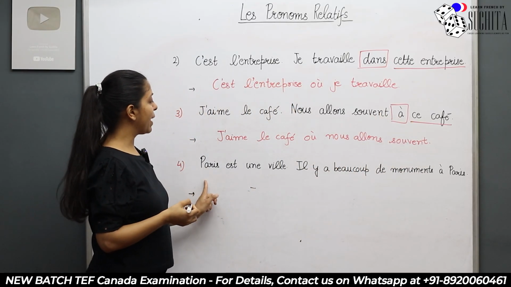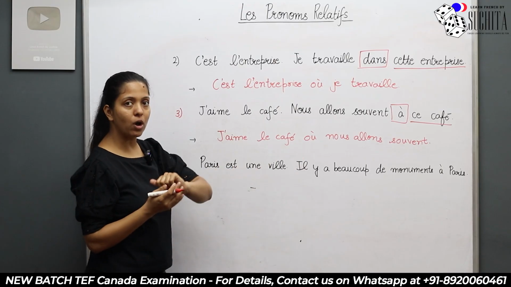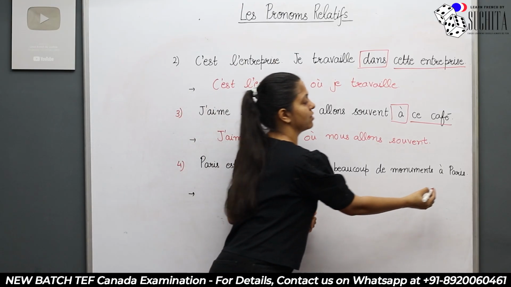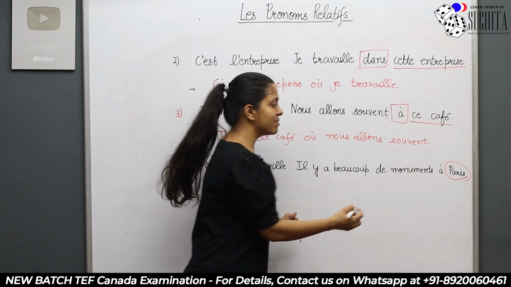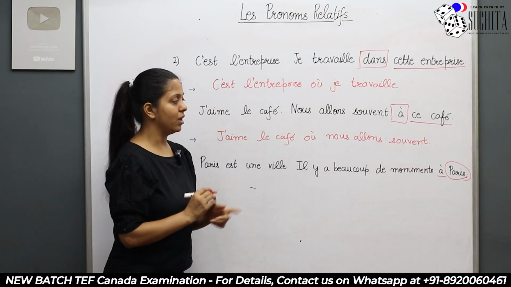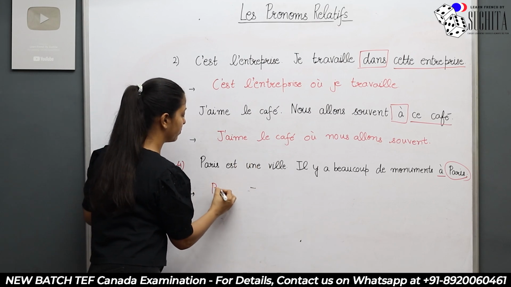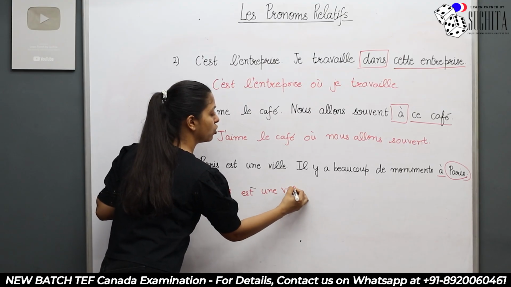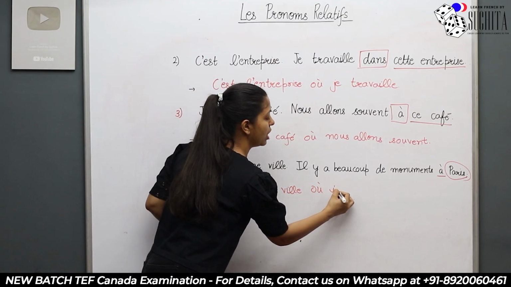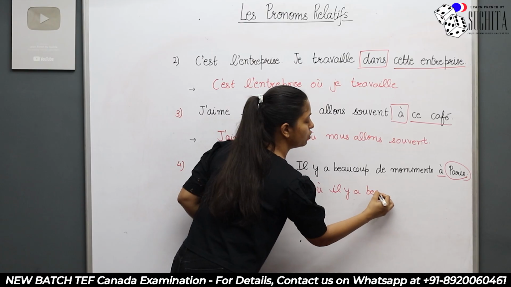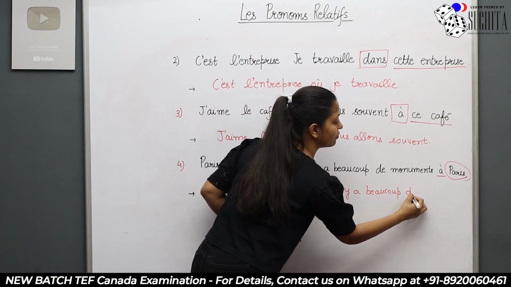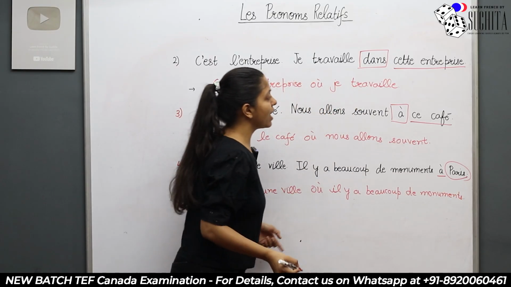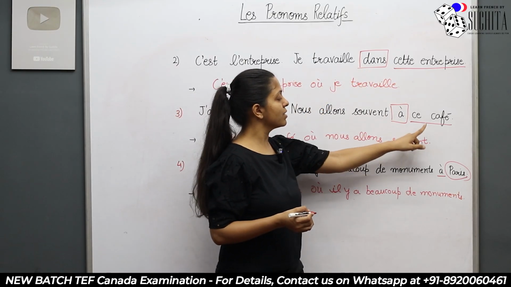The fourth example, Paris est une ville, il y a beaucoup de monuments à Paris. Paris is a city, there are a lot of monuments in Paris. Now if you see, the repetition is Paris, which is a place, and before that you have the preposition à. So if you want to avoid this, you will say Paris est une ville où il y a beaucoup de monuments. So Paris is a city where there are a lot of monuments. So if you see in all these examples, I have avoided preposition plus place.